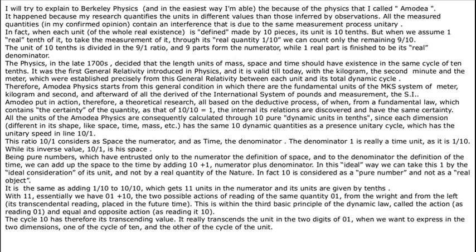All the units of the Amodeo physics are consequently calculated through 10 pure dynamic units in tenths, since each dimension, different in its shape, like space, time, mass, etc., has the same 10 dynamic quantities as a unitary presence cycle, which has the unitary speed in line 10/1. The ratio 10/1 considers as space the numerator, and as time the denominator. The denominator 1 is really a time unit, as it is 1/10, while the inverse value, 10 to 1, is space.